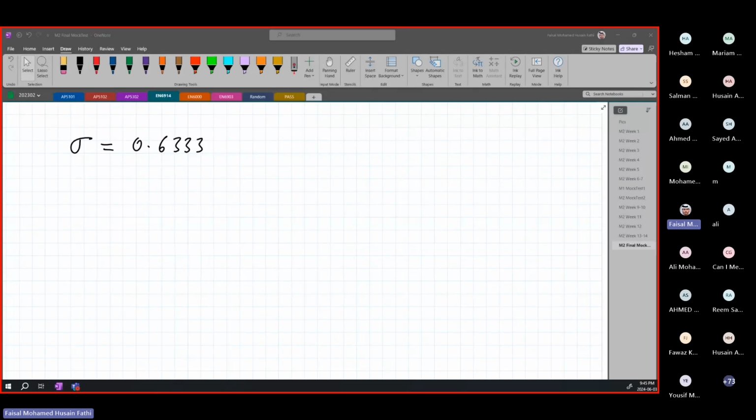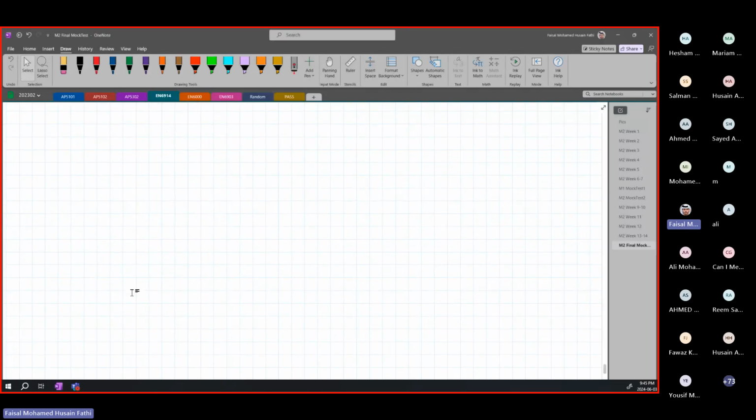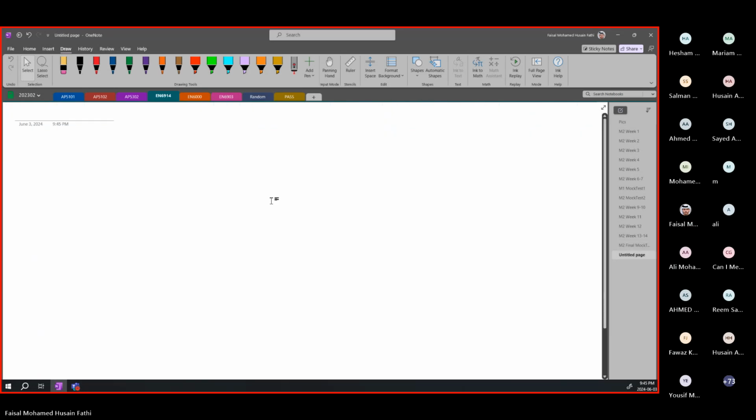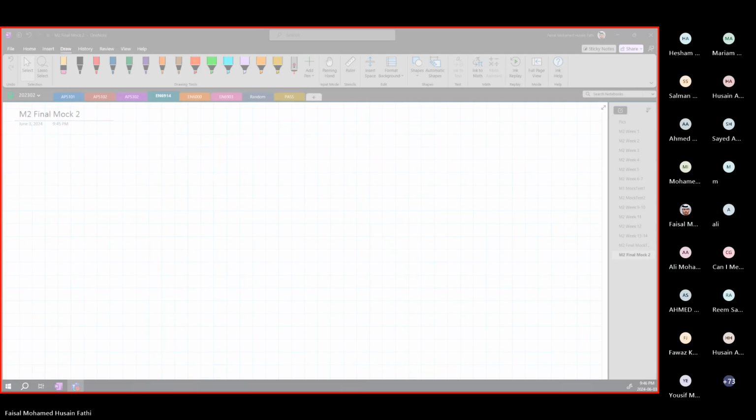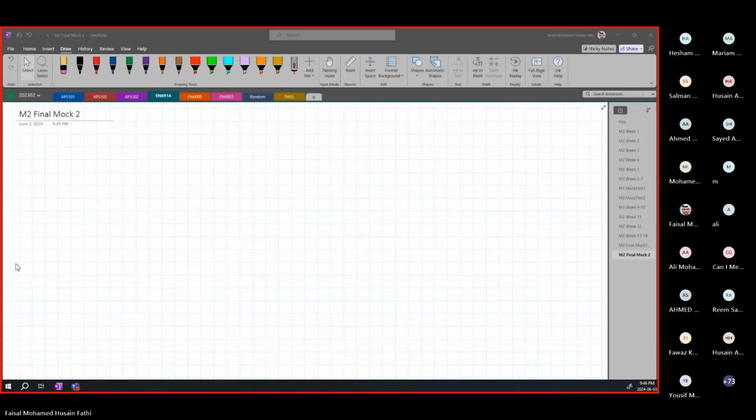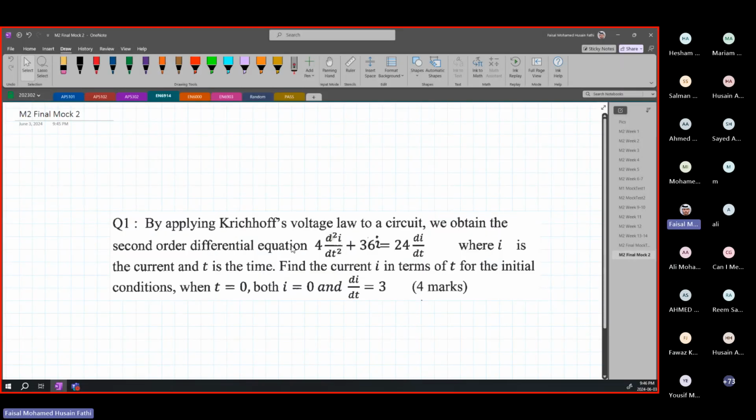Let's start with the second mock test and go back all the way to ordinary differential equations again. So let me call this M2, final mock 2, right? So let's look at the first question from the other mock test. Again, it is a second order differential equation.